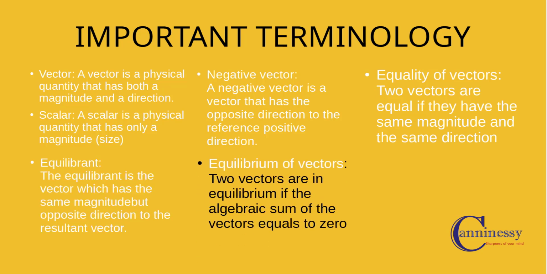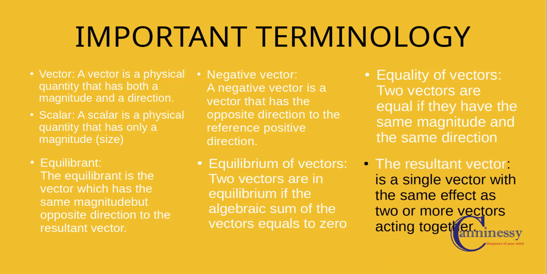Equilibrium of vectors. Two vectors are in equilibrium if the algebraic sum of the vectors equals 0. The resultant vector is a single vector with the same effect as two or more vectors acting together.